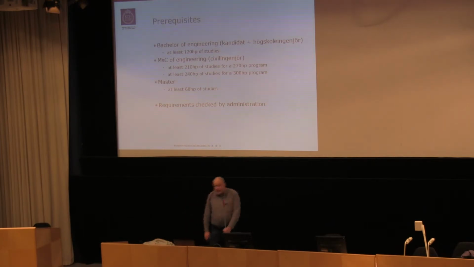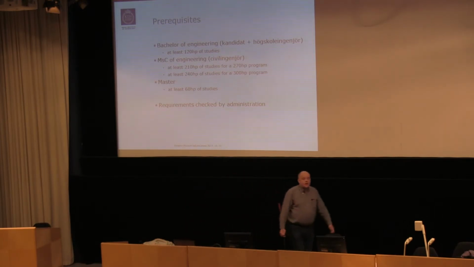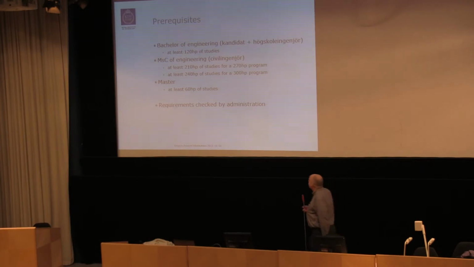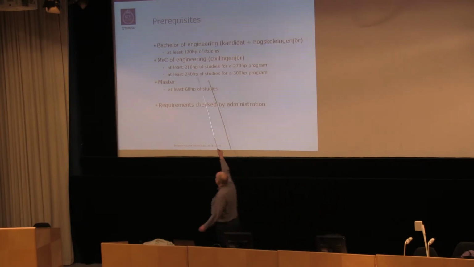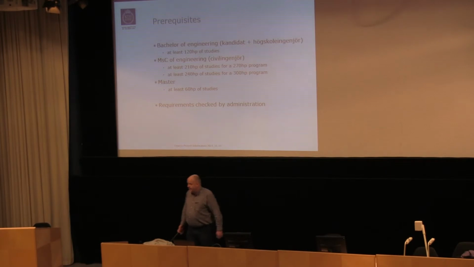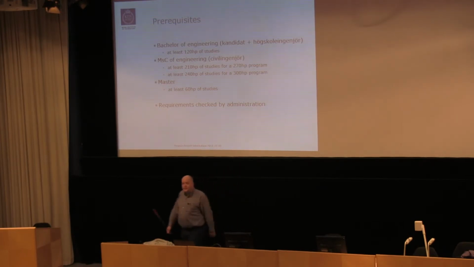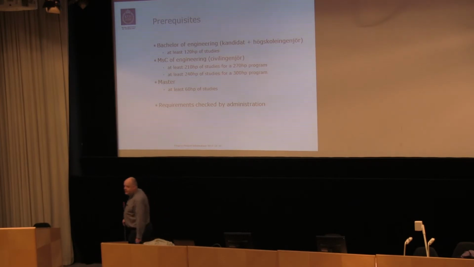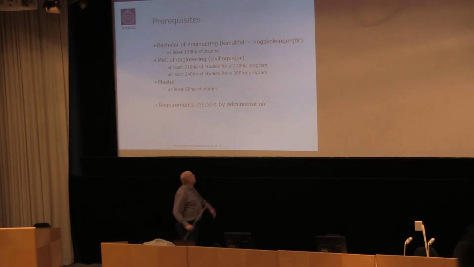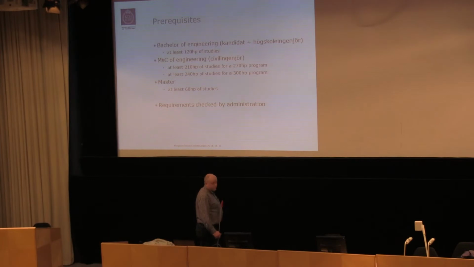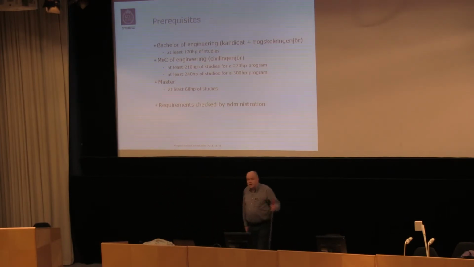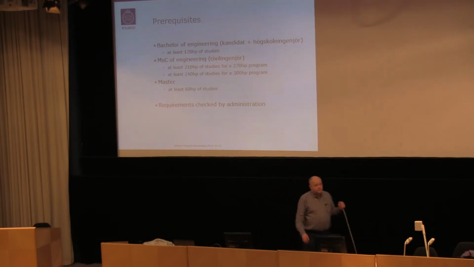Okay, so in order to be eligible to actually start, you have to have a certain number of credits, right? So that is basically 2 years for the bachelor level, and this is also for the third-year students in the civil engineer programs, and then for master and civil engineer, you can see that, and of course, the administration will check these requirements.